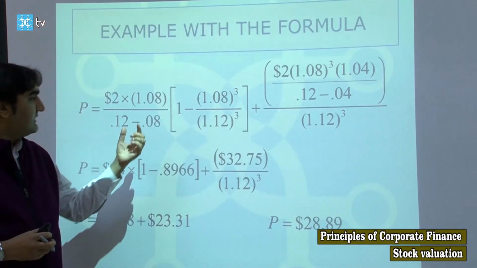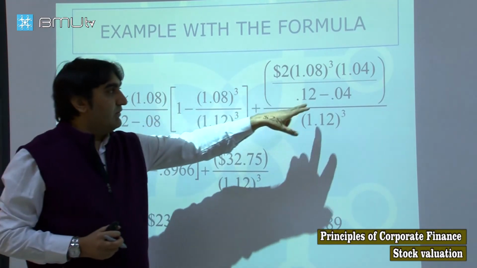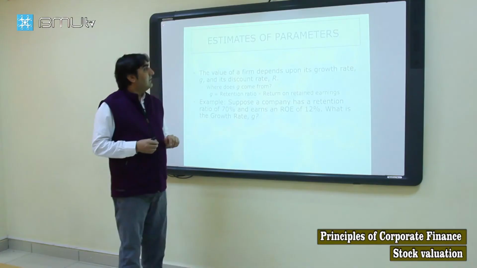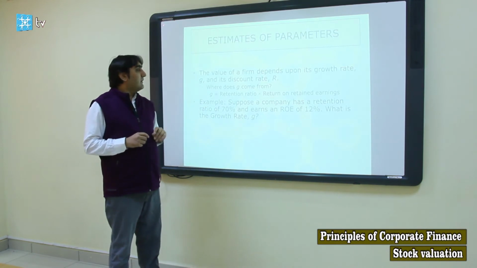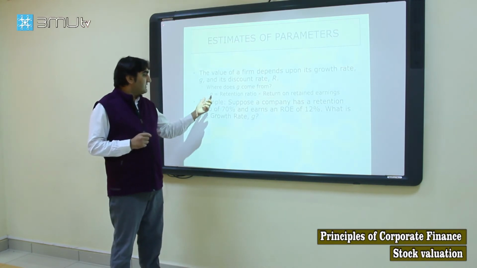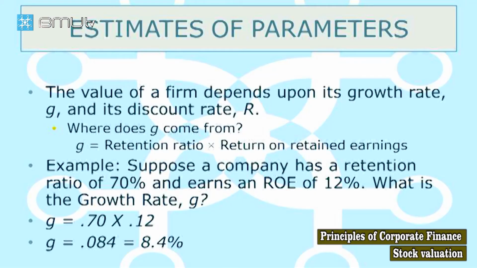For first 3 years, it grows at 8%. Starting from 4th year, it grows at 4%. So in our calculations, these parameters are important. Where does G come from? G is calculated as retention ratio times return on equity. Retention ratio is retained earnings divided by net income. That's what part of net income is retained in company. And we know the return on equity from our previous sessions.